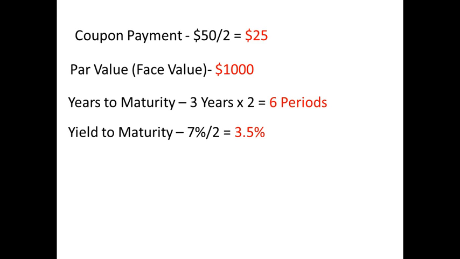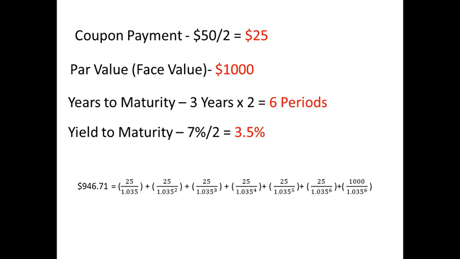The present value of the bond would be calculated as $25 divided by 1.035 plus $25 divided by 1.035 to the second power plus $25 divided by 1.035 to the third power, and so on until you discounted the par value divided by 1.035 to the sixth power. This gives us a bond price of $946.71. The bond is simply just structured differently because it makes its payments semi-annually.